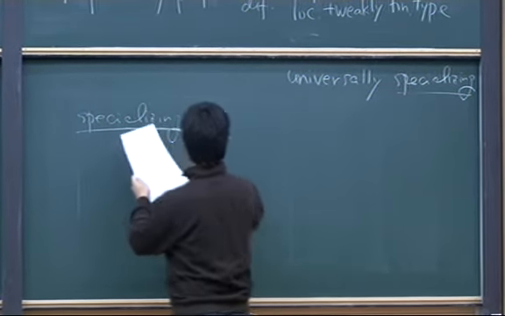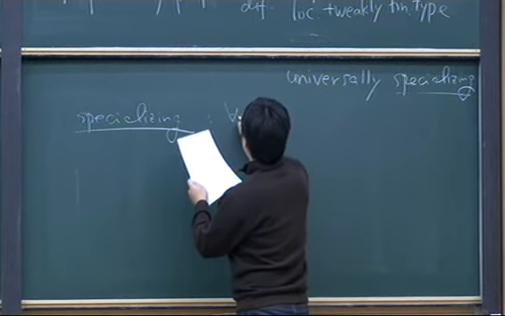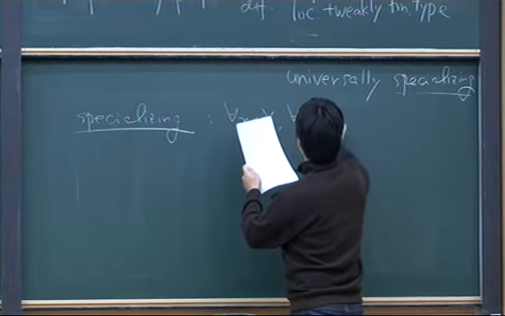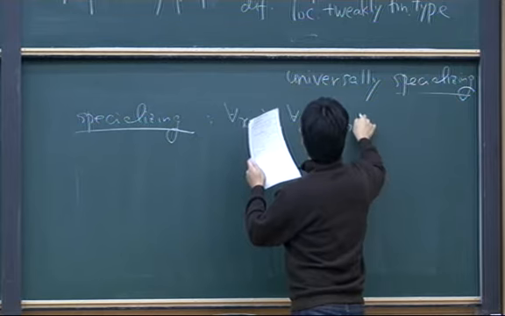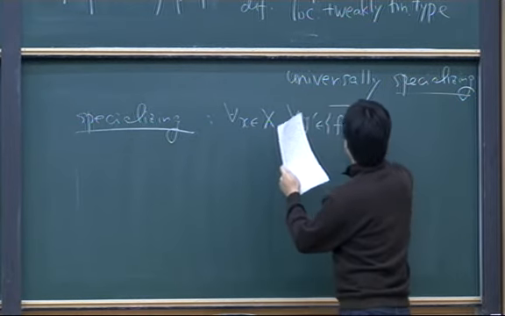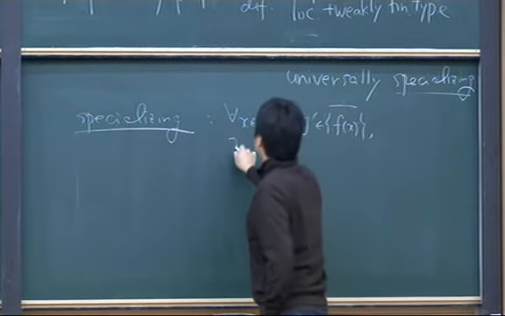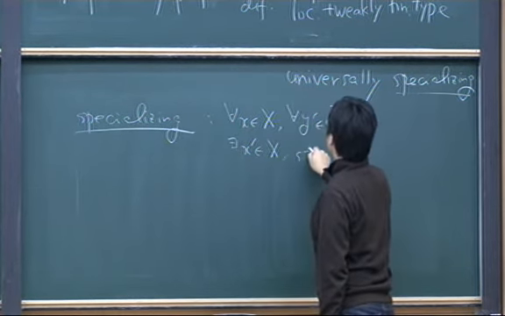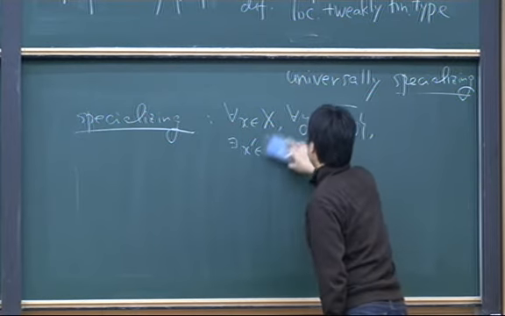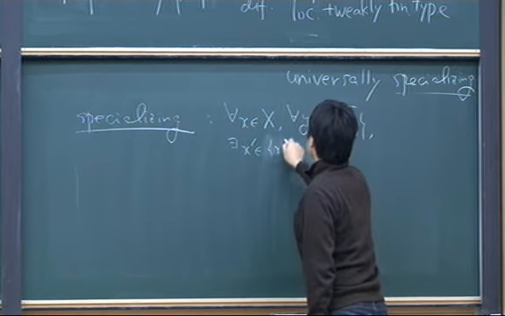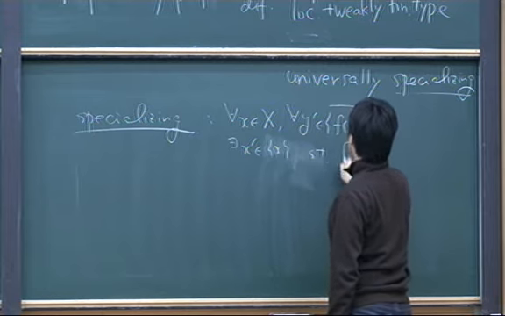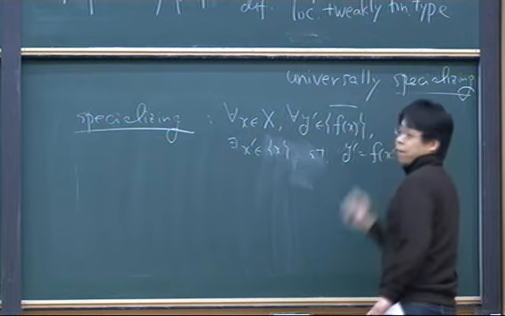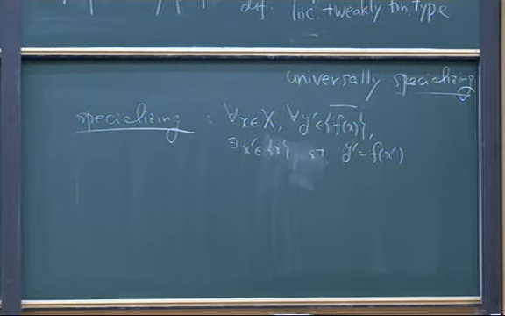Specializing means that for every x in X, and for every y' which is a specialization of f(x), there exists x' in X such that y' is equal to f(x').